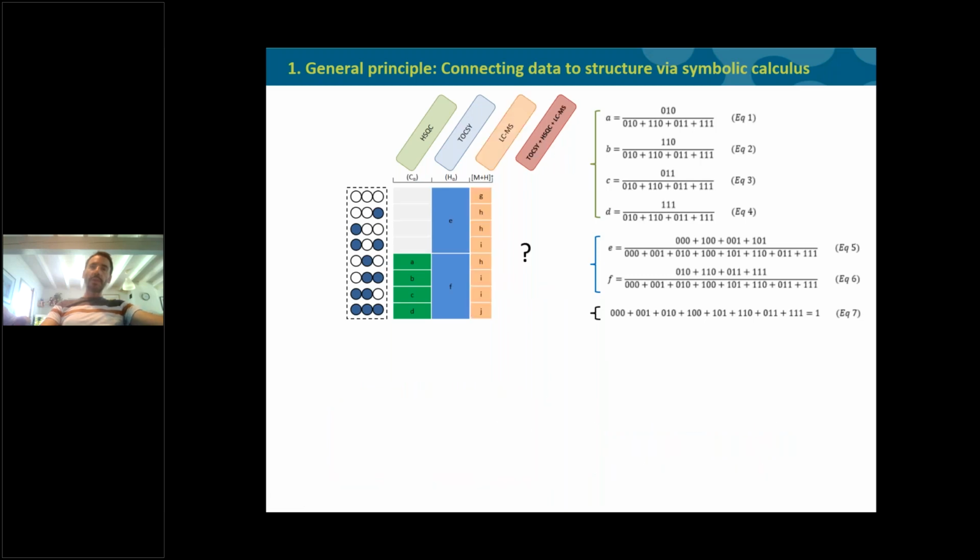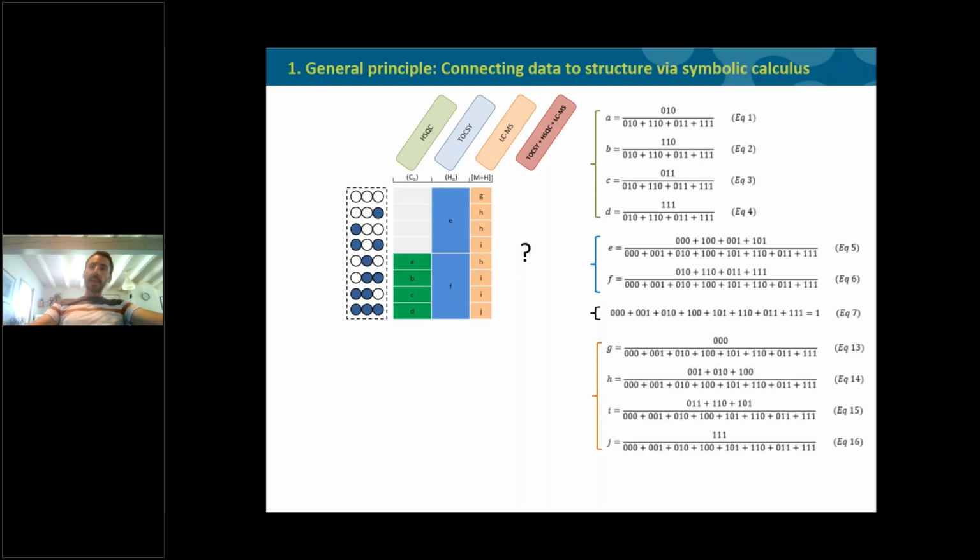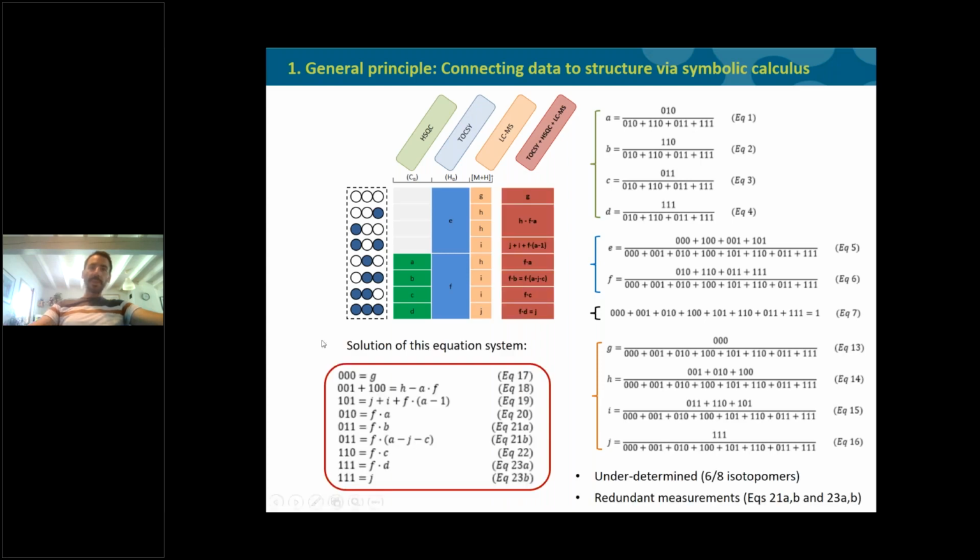Now, when we want to integrate LCMS data, we can just add this extra information, map the measurements on the isotopic space, draw the equations which correspond to these additional measurements, and solve this equation system. This time you can see that the system is still underdetermined, but less underdetermined than with just HSQC and TOCSY.